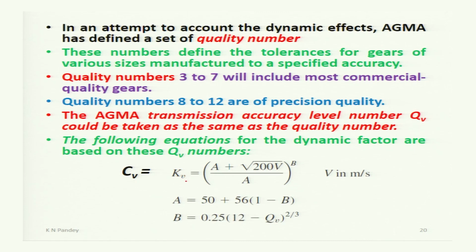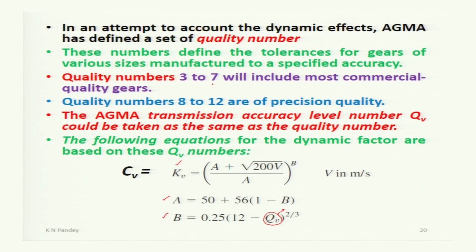The velocity factor or the dynamic factor may also be obtained knowing the quality value of the gear, how much quality the gear has, whether it is a precision gear or not. Then knowing the value of Qv, we can get the value of B, and knowing B we will get the value of A, and then substituting A and B we will get the value of Kv, where V is the pitch line velocity in meters per second, and this Qv depends on how the gear is made.